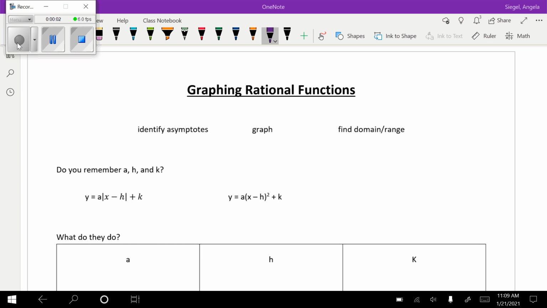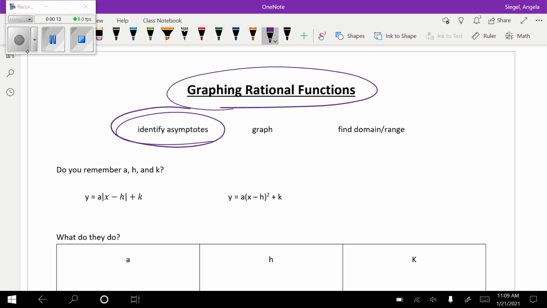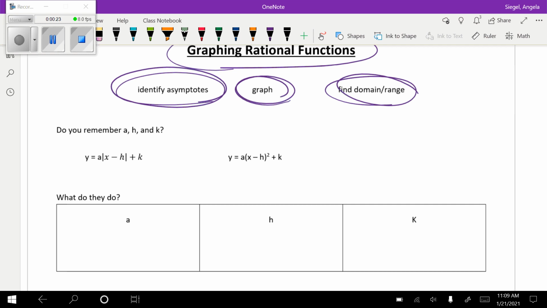Hey guys, welcome to our first lesson in Unit 2, and we are going to talk about graphing rational functions. And to do this, we're going to really talk about three different things: identifying asymptotes, graphing it, and finding the domain and range.